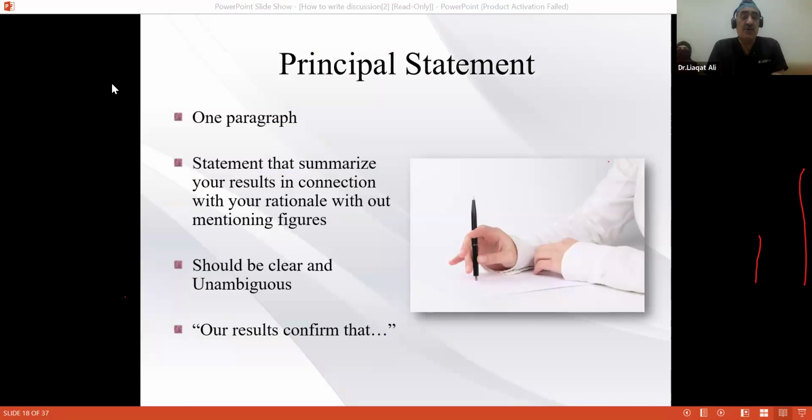Okay, so now the principal statement should be 1 paragraph. The statement that summarizes your results in connection with your original rationale without mentioning figure. It should be clear and unambiguous, and you can start it like, our results confirm that this surgical procedure was found superior to this surgical procedure in our study. Next, please.